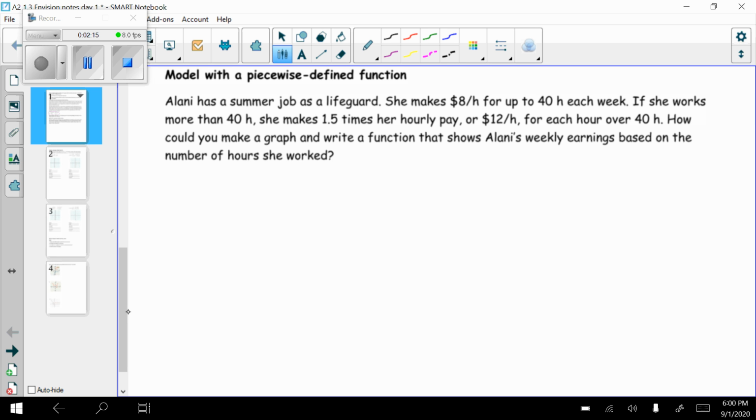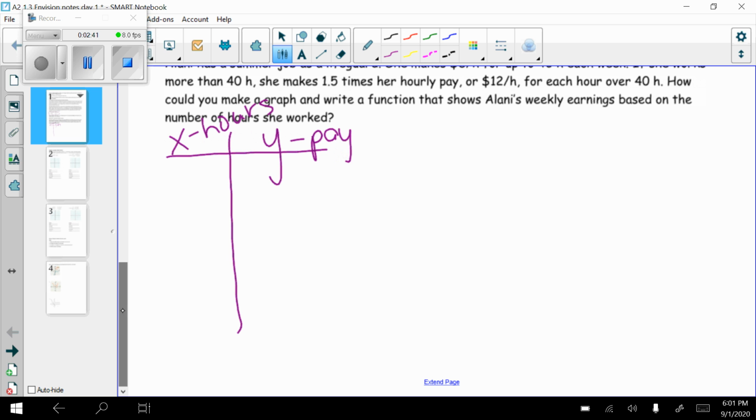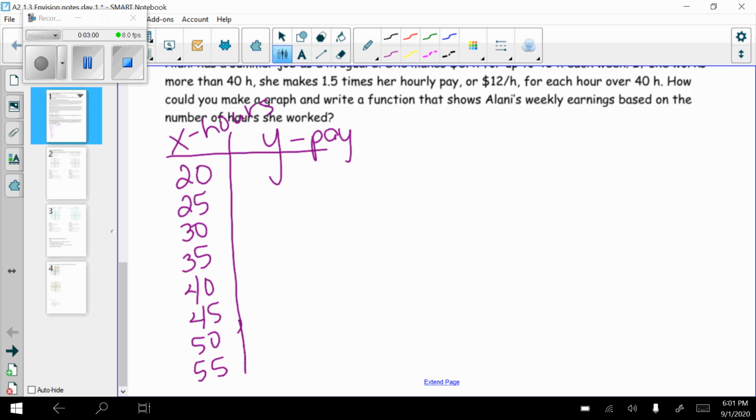So if I want to make a graph, I need an XY table. So remember X and Y. X is what I put in, so X is how many hours she works, and Y is what we get out. That's the pay that she gets. I don't want to start my graph all the way down at x equals 0, because I know that we're getting up to at least 40 hours and beyond. So I'm going to start my XY table at 20 hours, and then I'm just going to go in increments of 5. So I'll do 25, 30, 35, 40, 45, 50, and 55 should give us a nice graph.